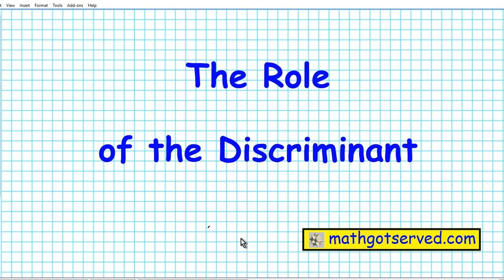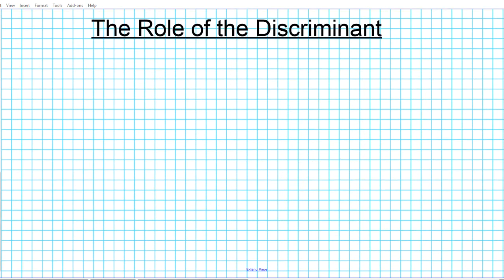In this clip, we're going to be going over the role of the discriminant. We're going to start off by going over what the discriminant is. The discriminant is a component of the quadratic formula. So let's start off by writing the quadratic formula.